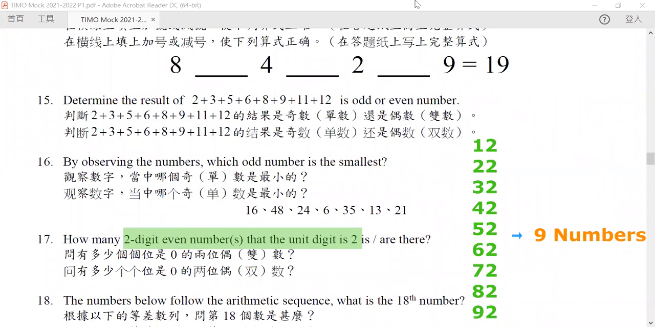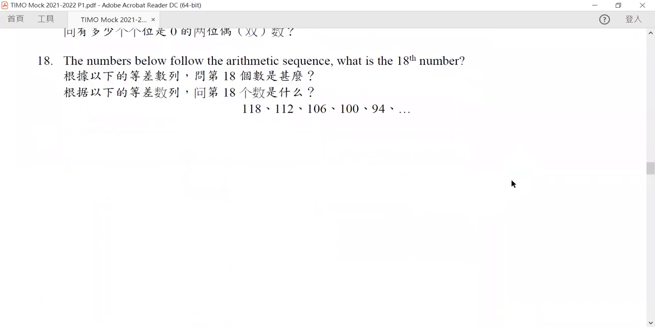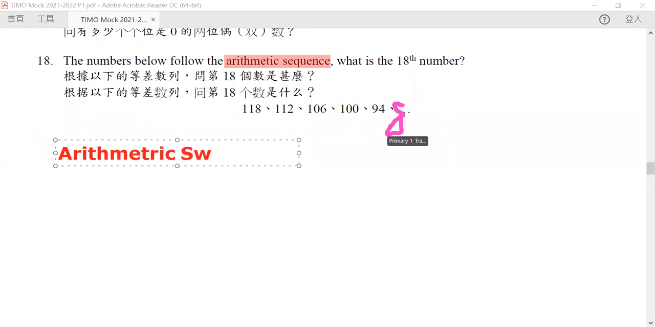Okay, so let's go to question 18. Now, this is an arithmetic series. What do we mean by arithmetic series? An arithmetic series is the series in which all neighboring numbers have the same difference.